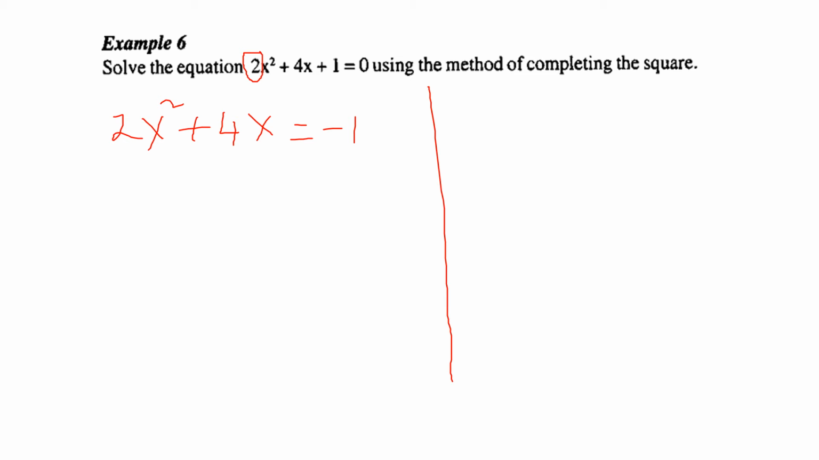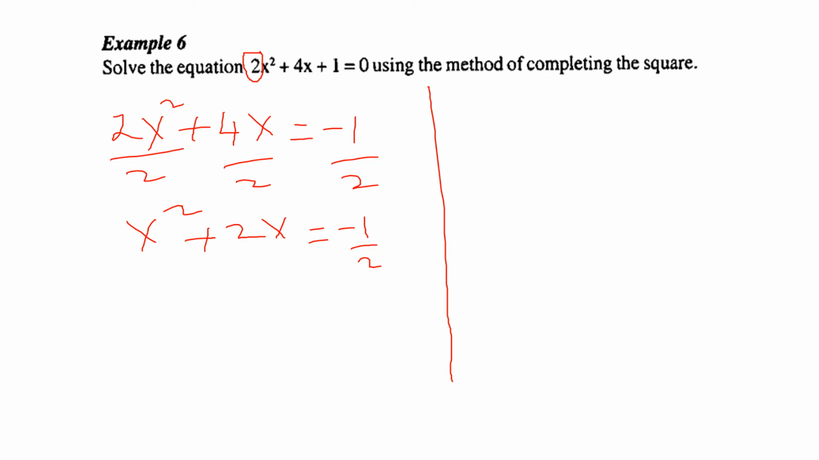Then the next thing that we are supposed to do here is to make the coefficient of x squared to be 1 by dividing both sides by 2. We divide all through by 2, so that when 2 is divided by 2, we are left here with x squared. Then here also we are left with plus 2x. Then this one is equal to negative half.